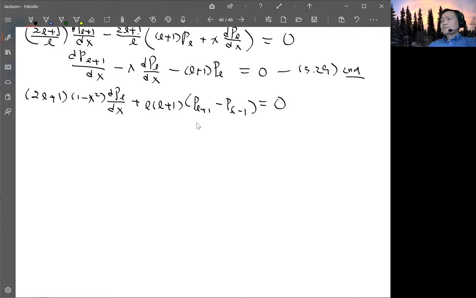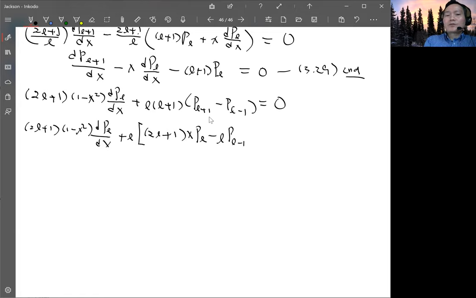Okay, so the first one of 3.29 will have, basically, L plus 1 times P sub L plus 1. So you have this L plus 1, right? So times P_{L+1}. We'll keep the other term. So you have (2L plus 1)(1 minus x squared) dP_L/dx, and then plus L. So (L plus 1) times P_{L+1}. Using the first equation of 3.29, you get (2L plus 1) x P_L, and then minus L times P_{L-1}. So that's changing this to this one. And the rest is minus L times (L plus 1) P_{L-1}. That equals 0.